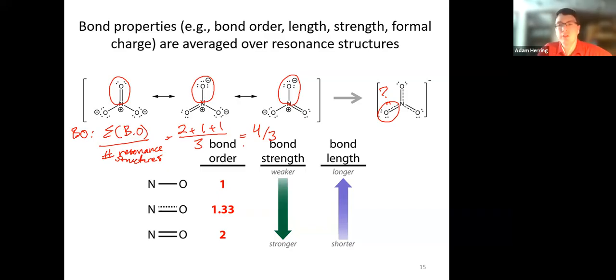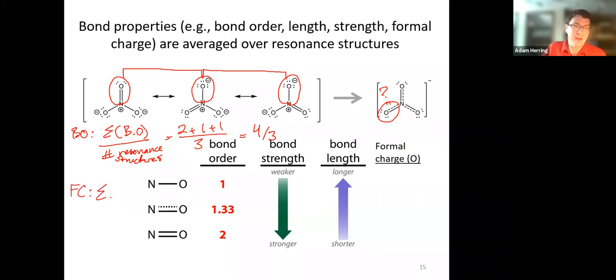Now, let's say we wanted to determine the formal charge of the oxygen atoms. In the resonance structures, it looks like they have different formal charges. But remember, the real structure is an average of them. So the actual formal charge of the oxygen atoms will be an average of the formal charges of the resonance structures. So if we calculate the formal charge of the average, it's going to be the sum of the formal charges over the number of resonance structures.